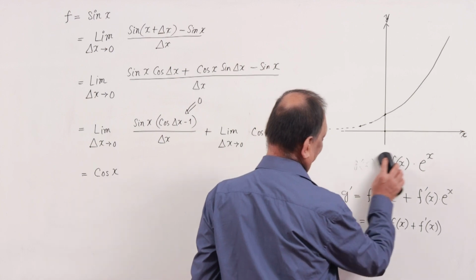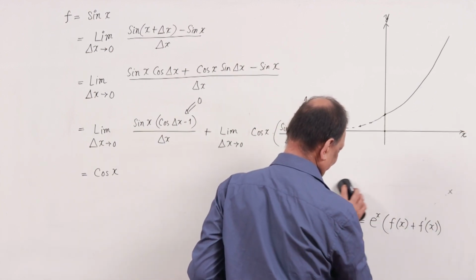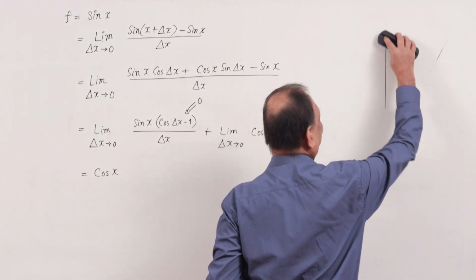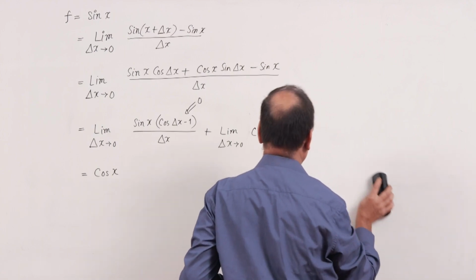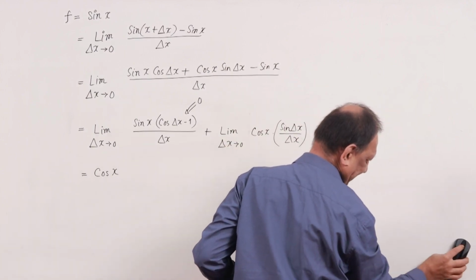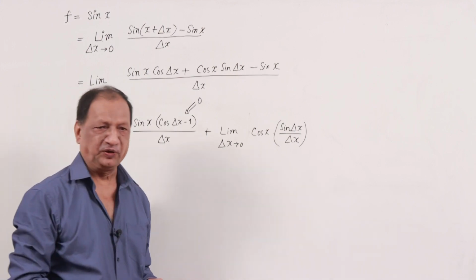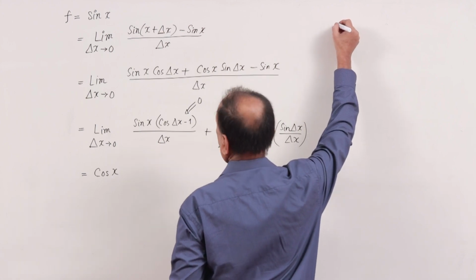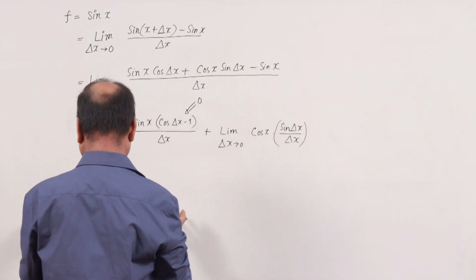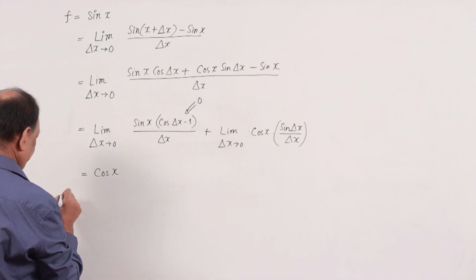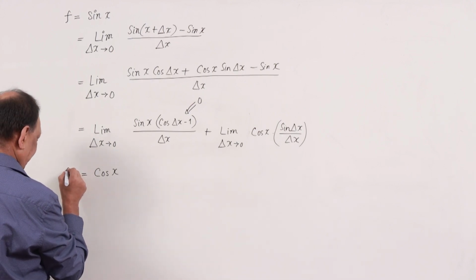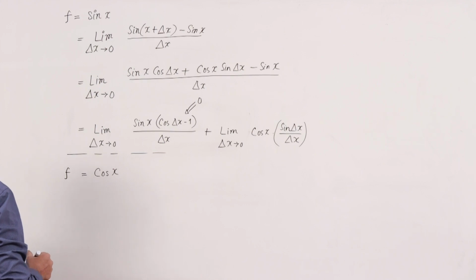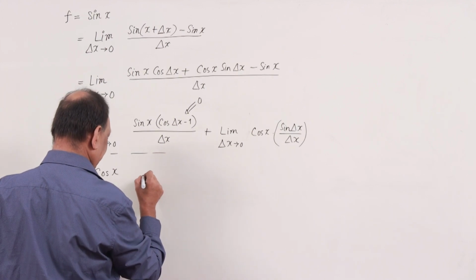Now we can look at deriving cos x. That is the next step. Obviously, we require the formula for cos a plus b. We know that cos a plus b is cos a cos b minus sin a sin b. So we can write that. So supposing I have f is equal to cos x. So what would df by dx be? It would be equal to f prime.